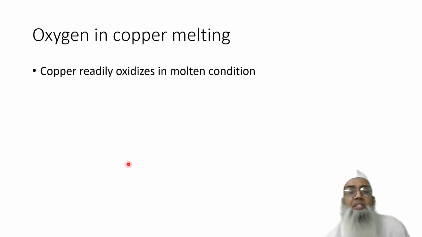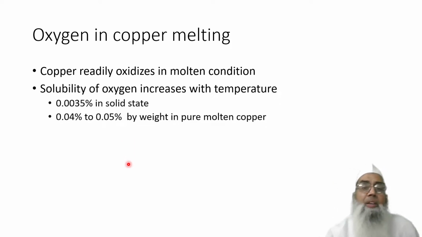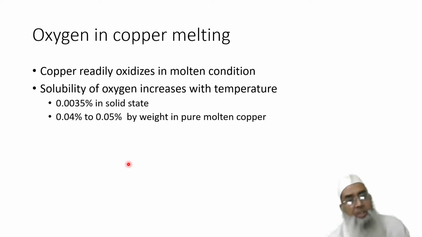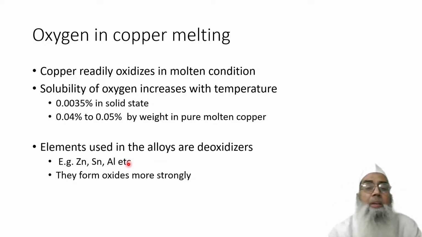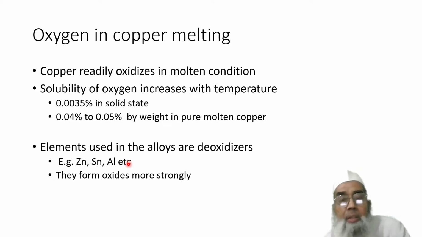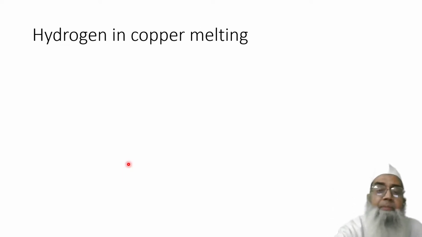Now, oxygen in copper melt. Copper readily oxidizes in molten condition. The solubility of oxygen increases with temperature, from about 0.0034% in solid state to 0.04 to 0.05% by weight in pure molten copper. If elements like zinc, tin, aluminum are used in alloys, they get oxidized themselves, and therefore the oxygen in copper can be reduced.